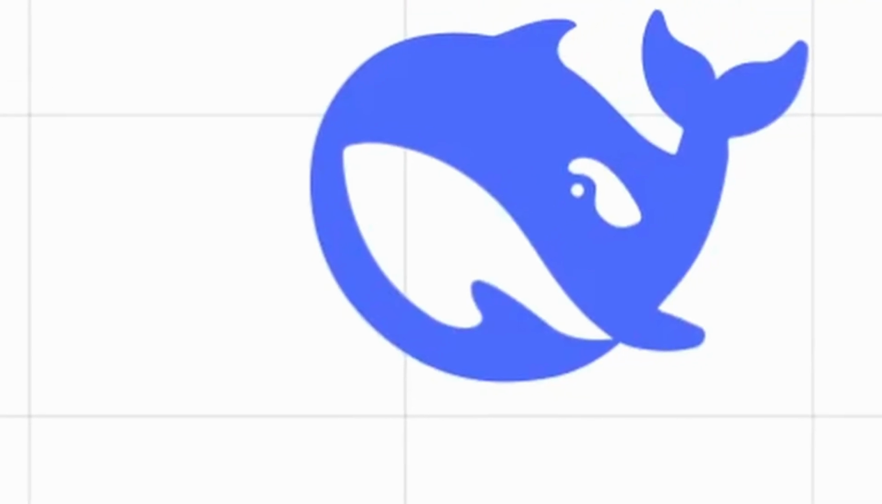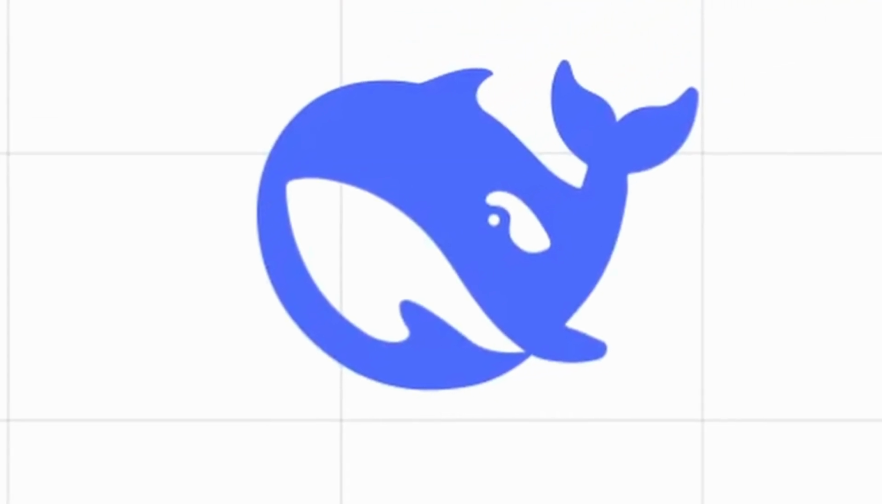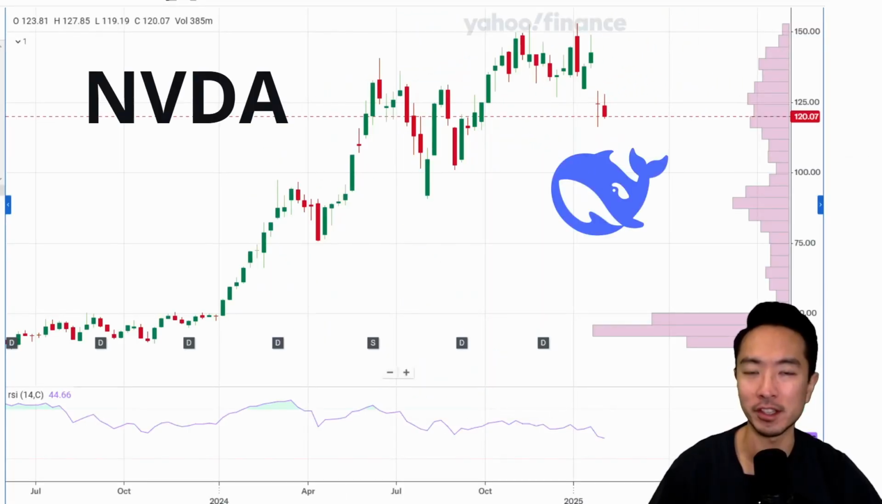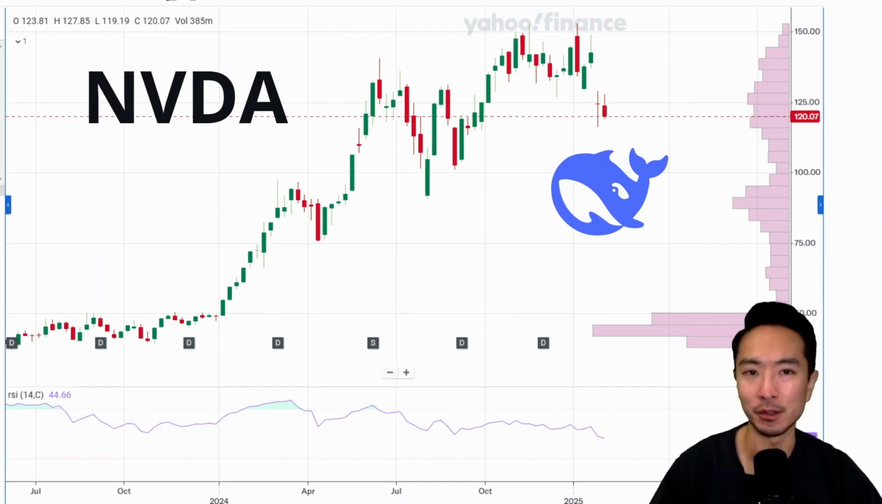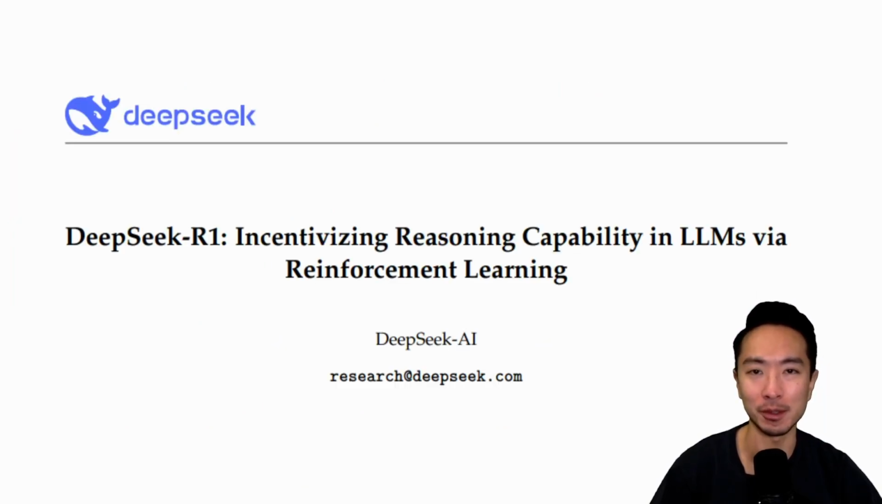Yes, DeepSeek, DeepSeek, DeepSeek. It's the model that everyone is talking about. It's the model that made NVIDIA sink 18% in one day. In this video, we're going to talk about DeepSeek. Specifically, we're going to go over the paper. Let's walk through the paper together and find out what DeepSeek is all about straight from the sources. Let's go.